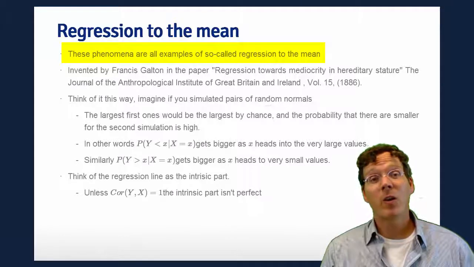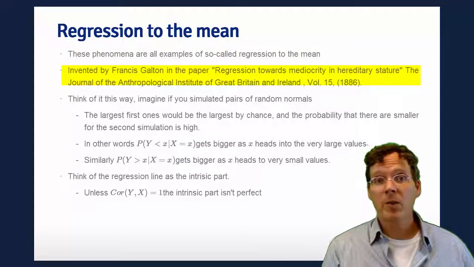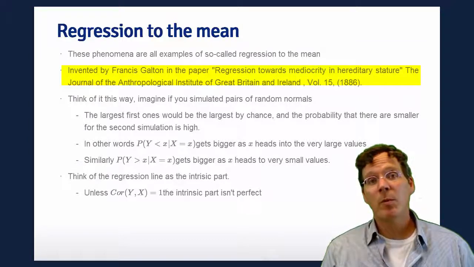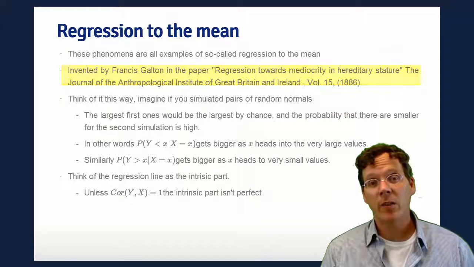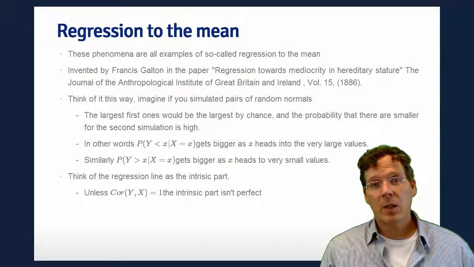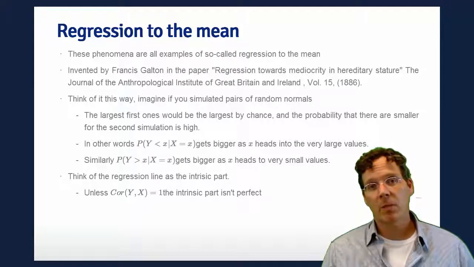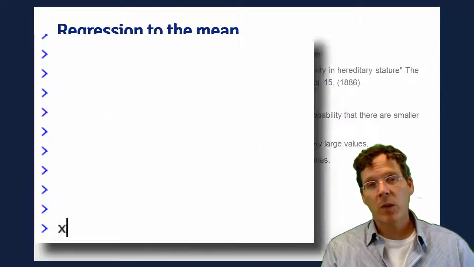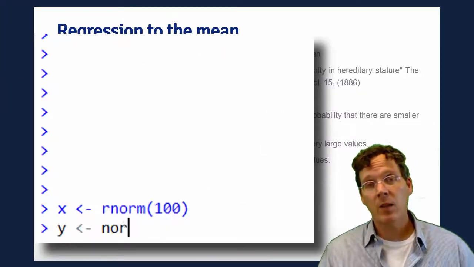These phenomena are all examples of so-called regression to the mean. Regression to the mean, as I mentioned in the previous slide, was invented by Francis Galton in this famous paper, Regression Toward Mediocrity in Hereditary Stature. I like to think of regression to the mean by thinking of the case where it's 100% regression to the mean. So imagine if I were to simulate pairs of standard normals. So they have nothing to do with one another. They're independent standard normals.